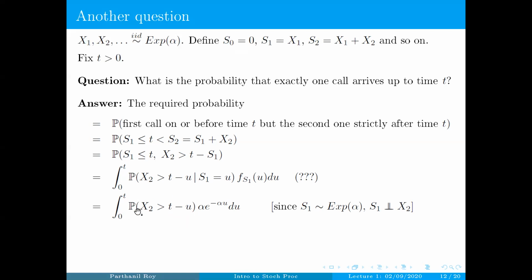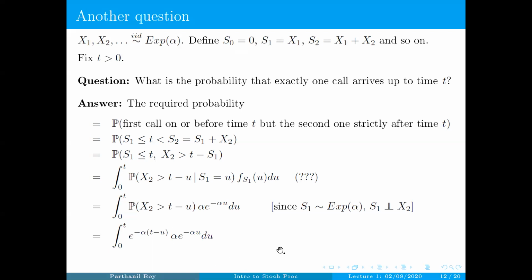Also, X2 follows exponential. So therefore, the survival function of X2 is going to be e power minus alpha into T minus U. We already have computed the survival function of exponential once. So therefore, we can just put e power minus alpha (T minus U). And note that since U is less than T, U is going to be 0 to T, T minus U is something positive. So therefore, this survival function form is valid.